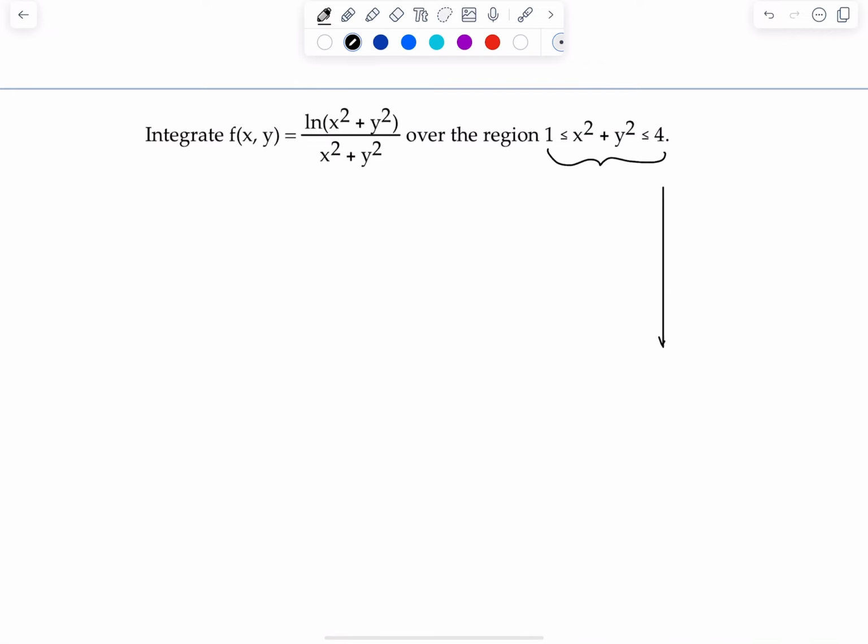So x squared plus y squared equals 4. That's a circle whose radius is 2. And then x squared plus y squared equals 1 is a circle whose radius is 1. So here's a circle, radius 1, and then here's another circle, radius 2. And my integration region is between and on the border of those two circles. So this is the region we're integrating over. It looks like a donut.